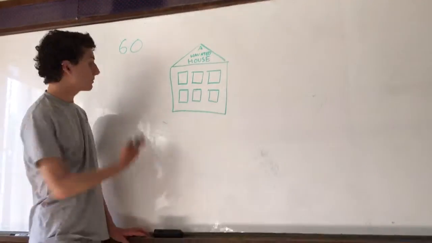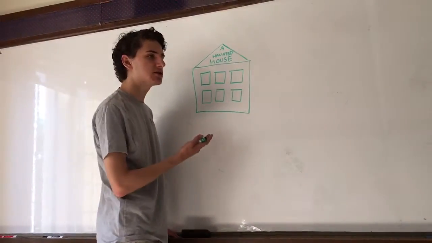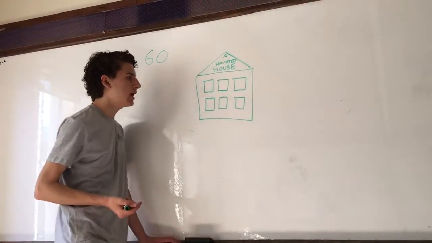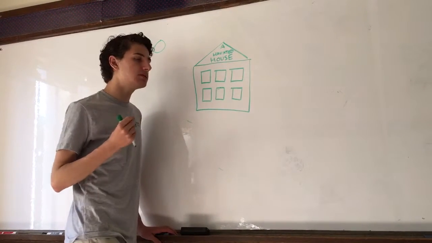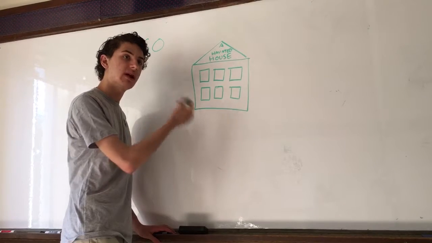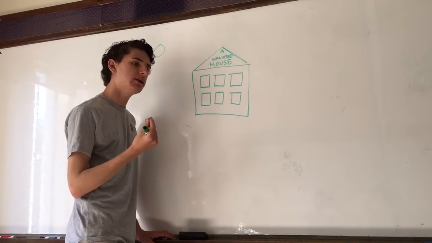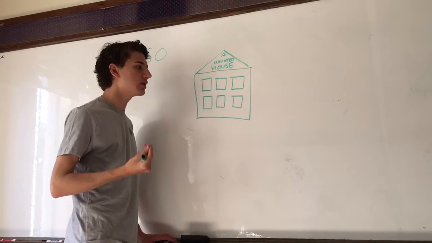Alright, so question number 60. So we have a haunted house with 6 windows on it, and there's a ghost flying in and out of the windows. We want to know that if a ghost was to fly in a window and fly out a window, how many times could we say the ghost could do it differently?